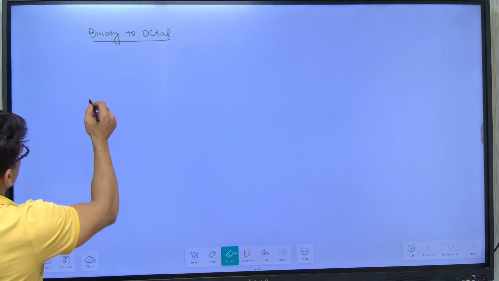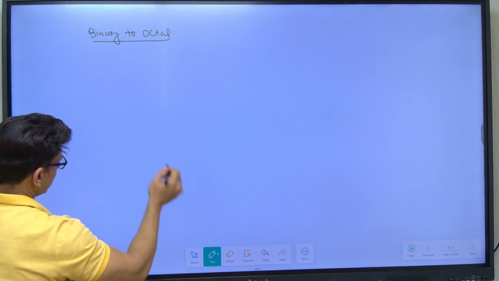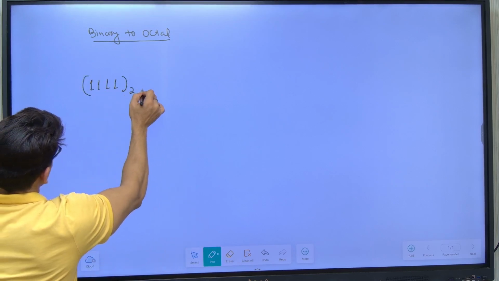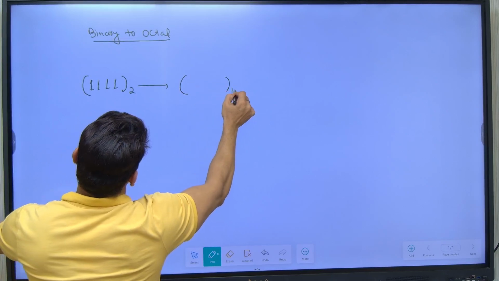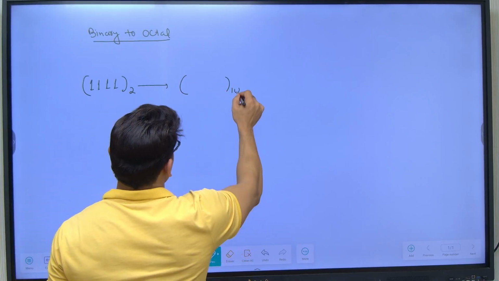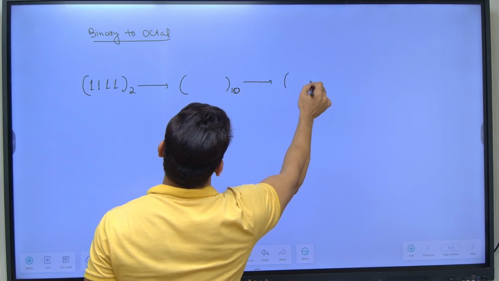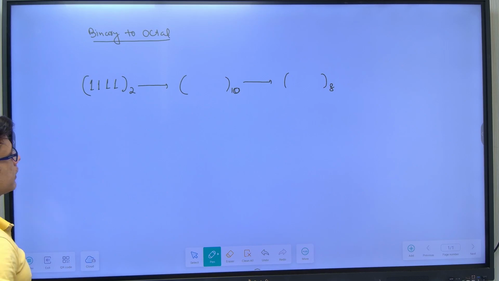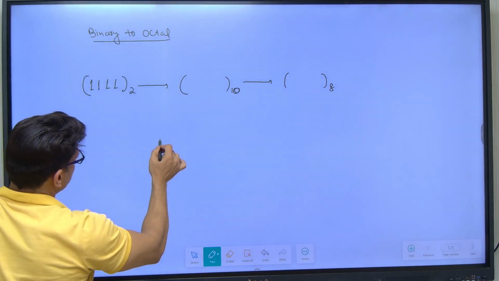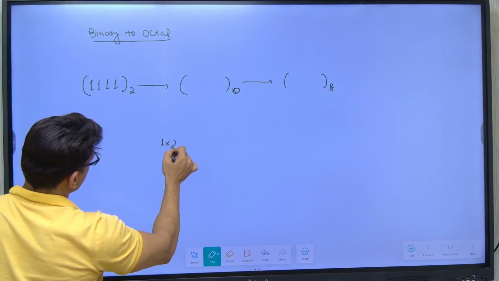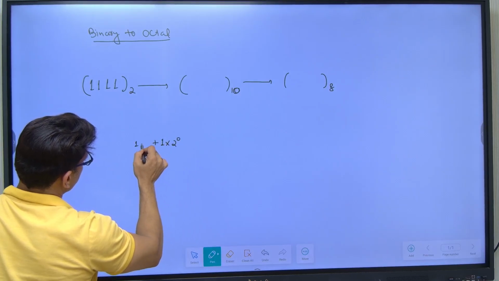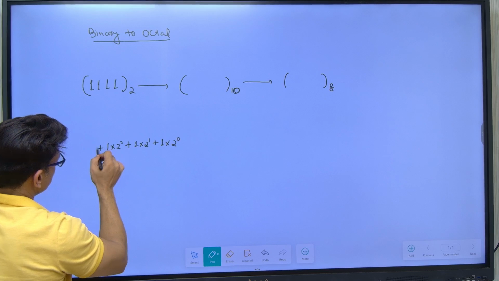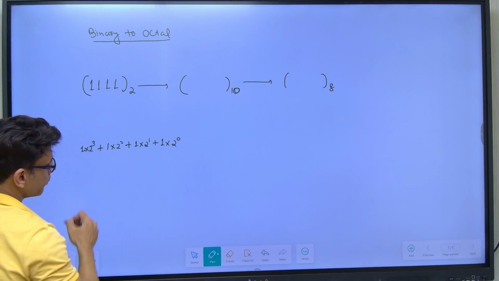Suppose in binary you have a number, let's say 1 1 1 1, 4 times 1. And then you convert this into octal. Let's see how to do it. First, as I told you, you have to write 1 into 2 raised to the power 0, then 1 into 2 raised to the power 1, then 1 into 2 square plus 1 into 2 cube.